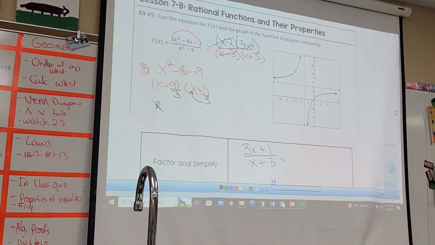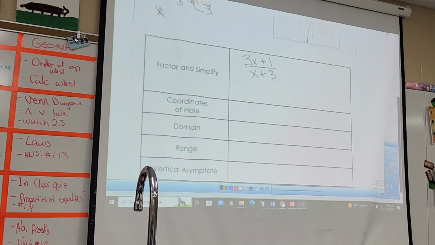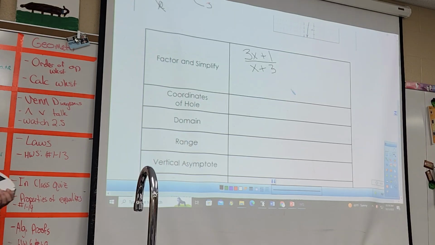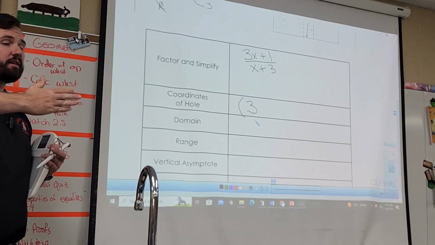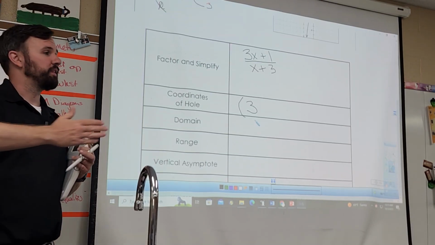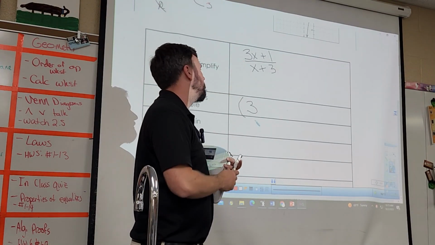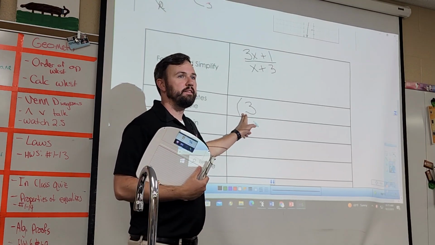Okay. I'll go over it. All right, let's scroll down. So do I have a hole in this graph? If you look at the picture, we can see the hole, right? It's at 3. Now, that's according to the graph. Does that fit in with our factoring? What canceled? The x minus 3, right? So if x minus 3 cancels, that means what happens at 3? A hole.